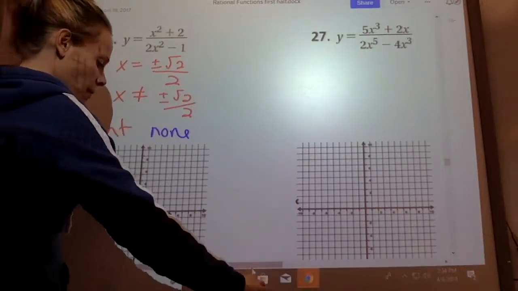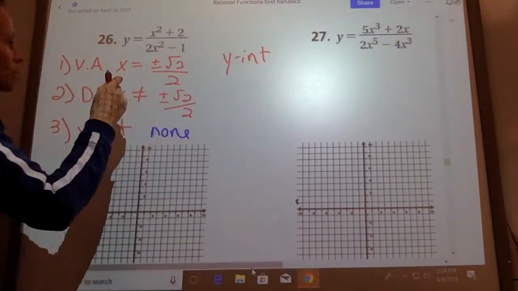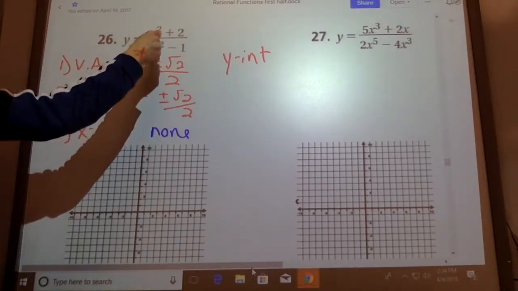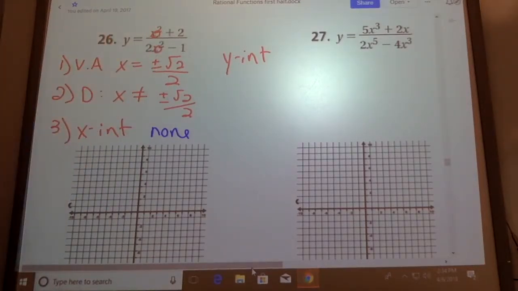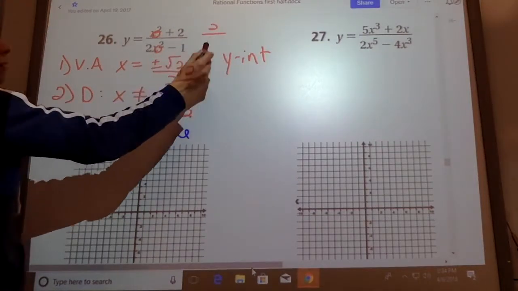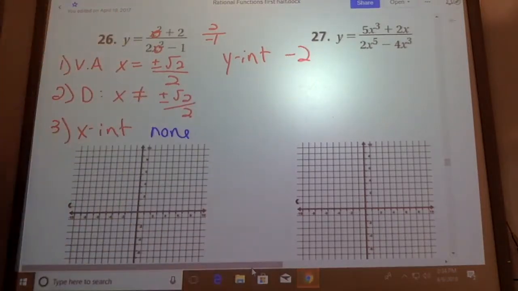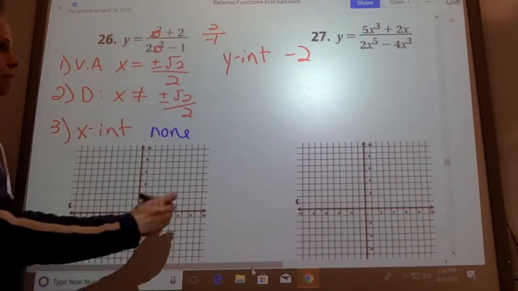What about y-intercept? Set x to 0. You set x to 0 and solve. What do we get? Top becomes 2. The bottom becomes negative 1. So my y-intercept is negative 2. What's my horizontal asymptote?